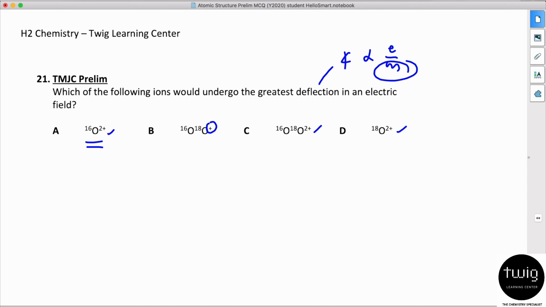16 compared to 18. This is bigger because it's a molecule, so there's a greater mass. So this is actually the lightest, which means it will have the greatest deflection. Highest charge and the smallest mass.